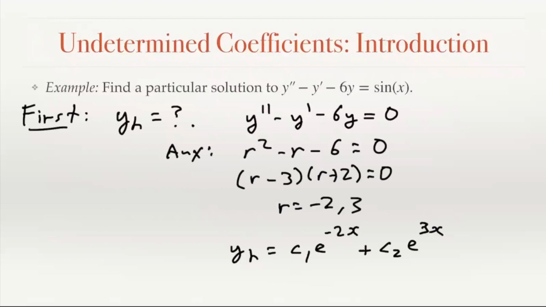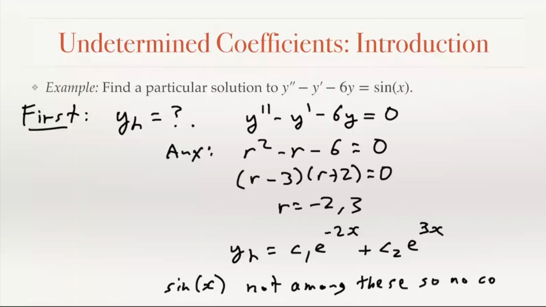Okay, so sine x is definitely not among those two. It's not among these, so we need no correction to our guess, i.e. no multiplication by x, the kind of multiplication by x that we had to do in the previous example.